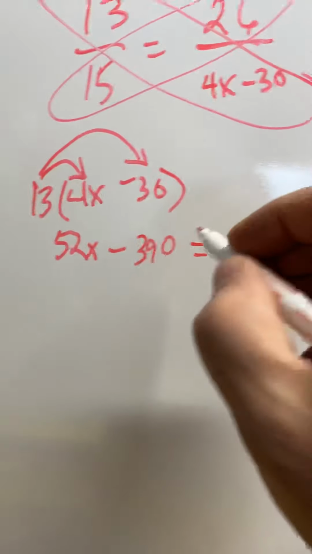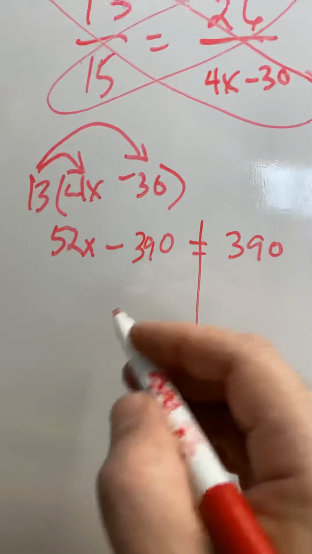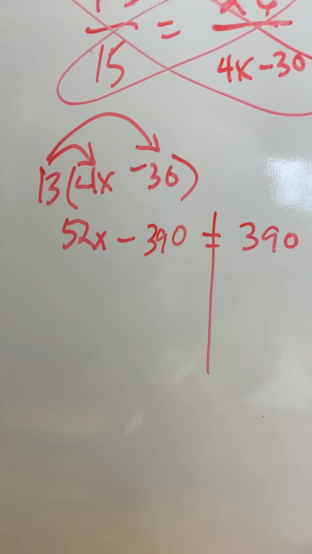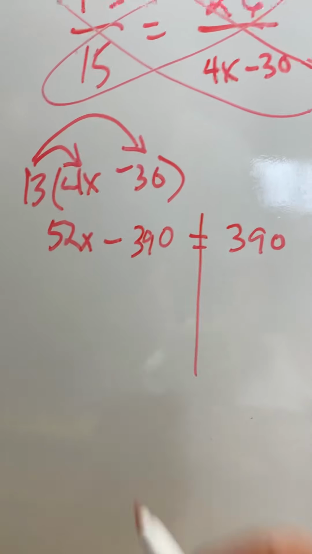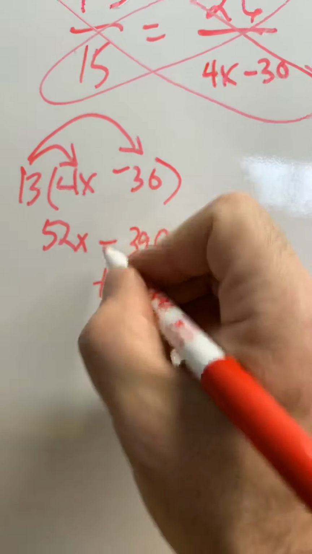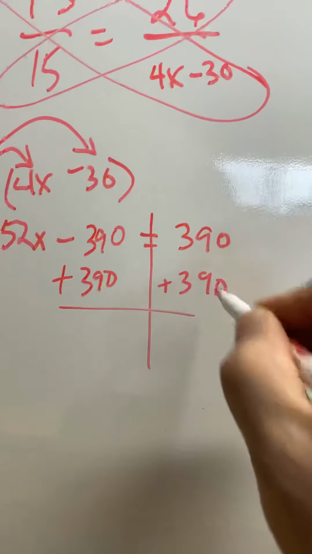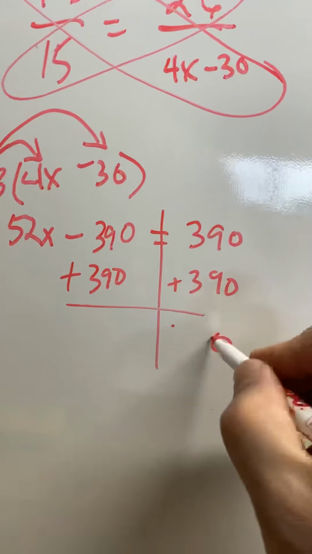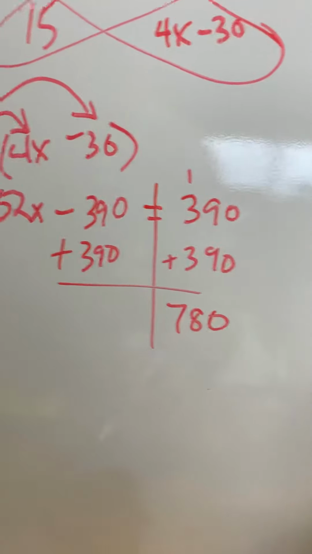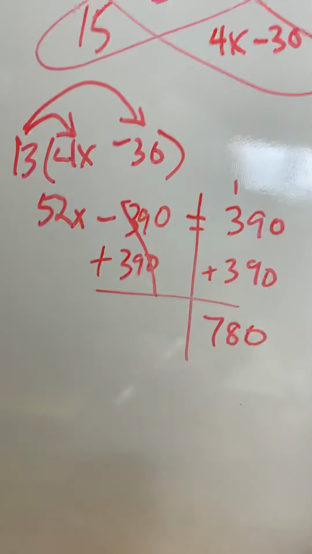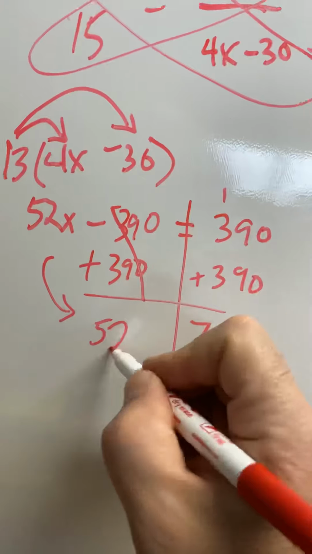So if you remember correctly, we have to draw a line down the middle of our equation, and we want to take everything over to the other side except for the variable. But in order to do that, we got to do the opposites. So we have to add, because this is subtraction, we have to add 390 over. And that gives me 0, 18, carry the 1, 780. This is gone now. We took it to the other side. Bring down your 52x.